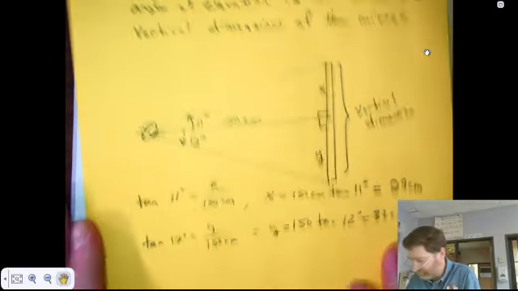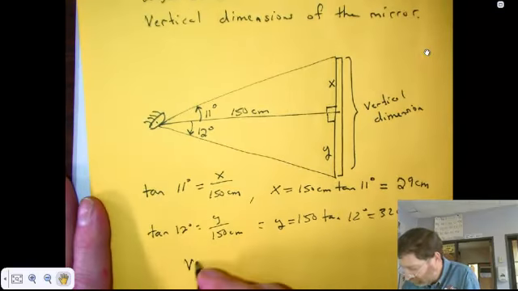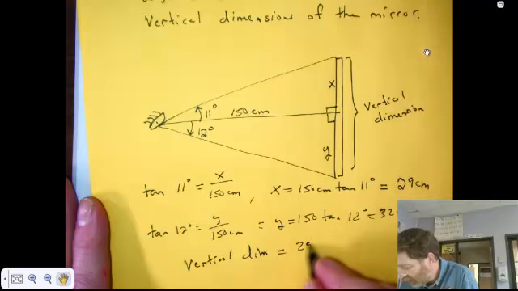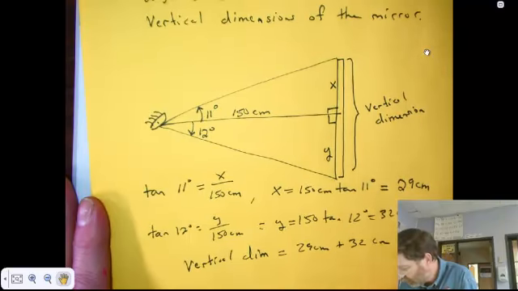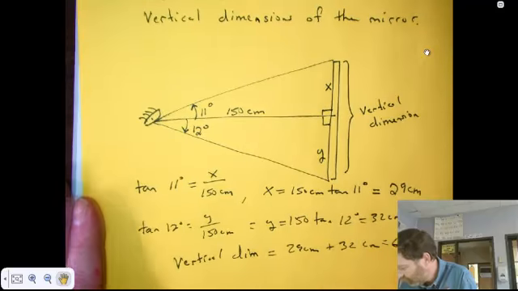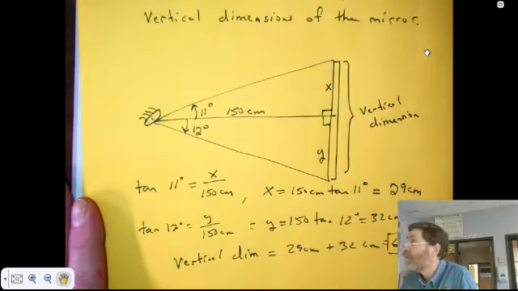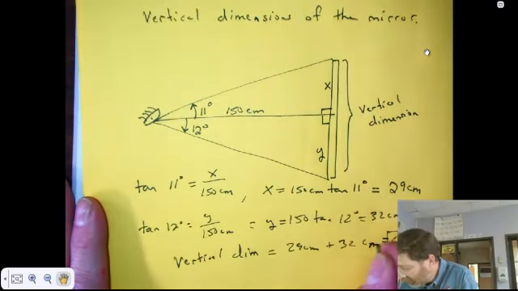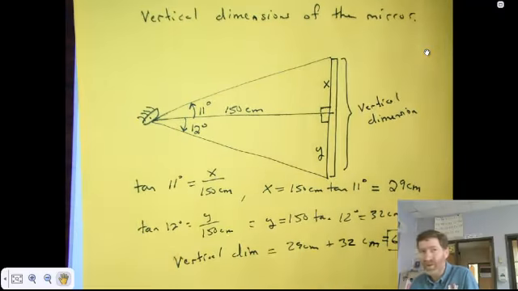The answer would be what? 29 plus 32 is 61. So 61 centimeters. So in all these types of questions, it's just a matter of trying to get them drawn out and finding the right triangles and finding the pieces you want.